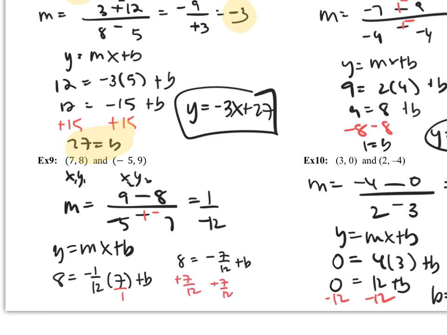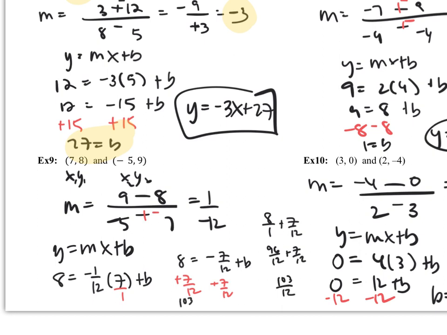So at this point, b is being bothered by negative 7/12, so I would add it to the other side. So now to find b, I would have to do 8 over 1 plus 7 over 12, which means I would need a common denominator of 12. So I would do times 12, times 12. This would give me 96/12, plus 7/12. So that means my b value is 103/12.